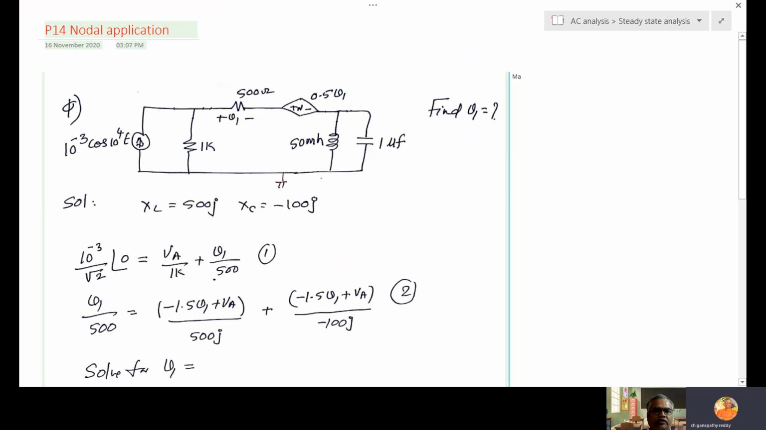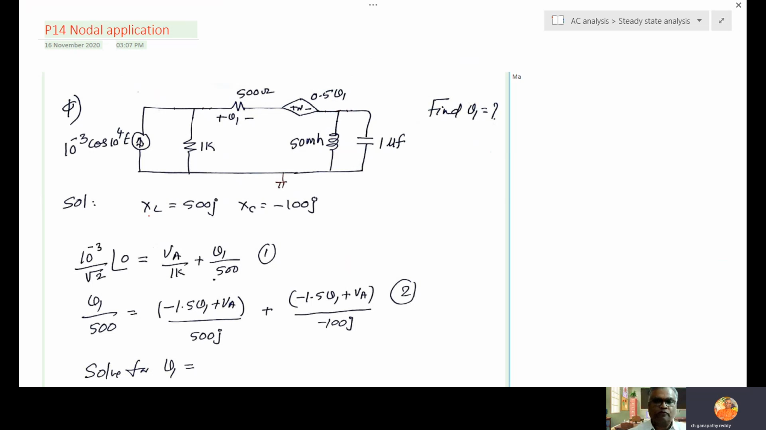This is also a nodal application. Find V1. One AC source is given, and a dependent AC voltage source 0.5 V1. V1 is here. So the solution is to find V1. First find out, is it a single source problem or a two source problem?